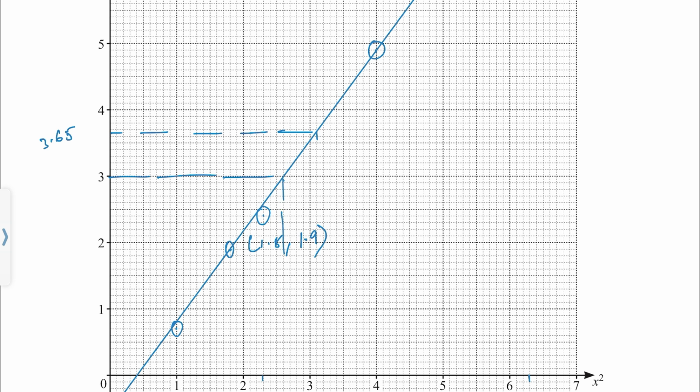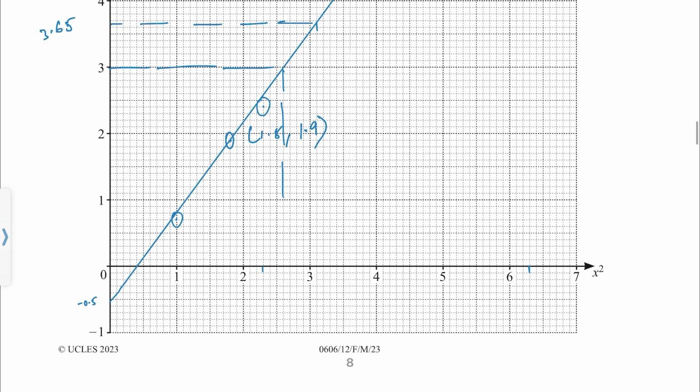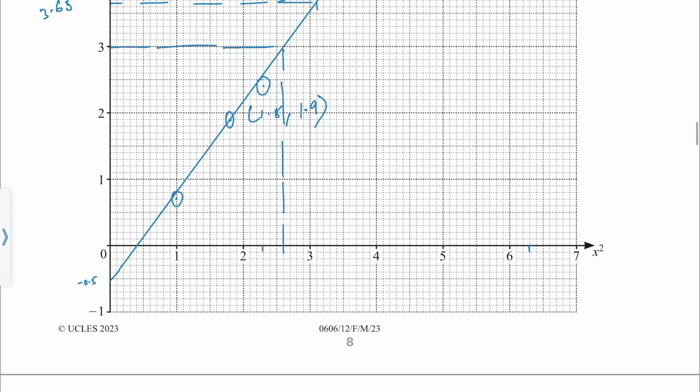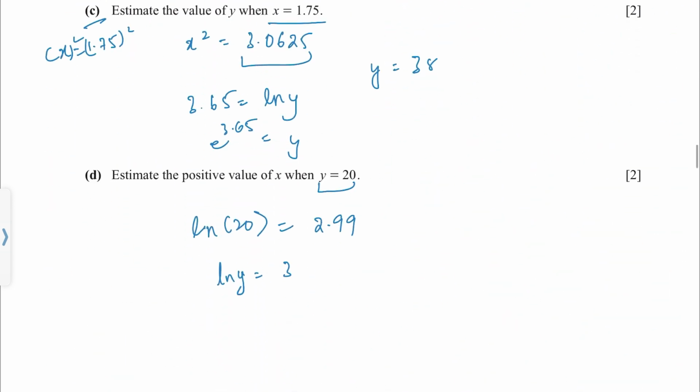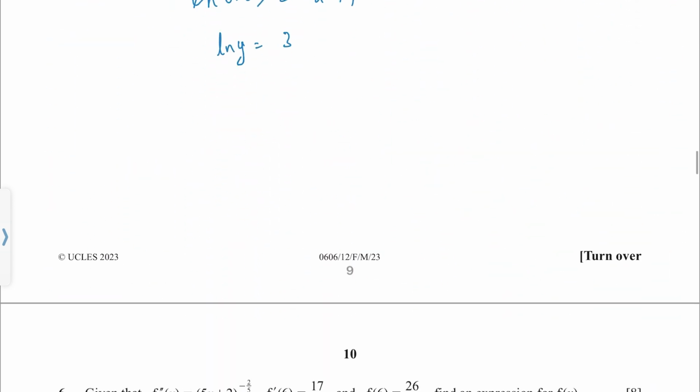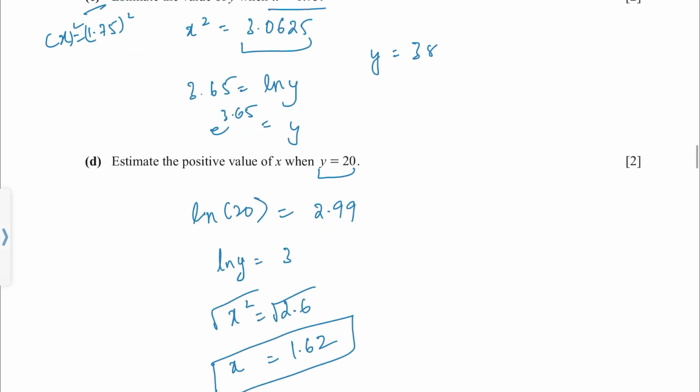Coming down towards this, this is 2.6. x squared is 2.6. So x would be the square root of 2.6, which would give us 1.62. So this is our final answer.